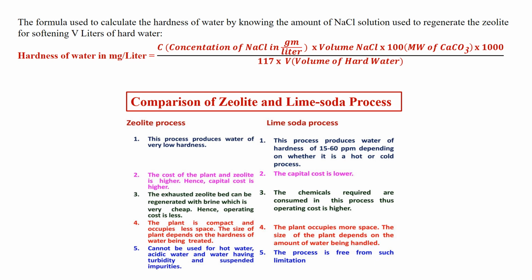Zeolite softener is compact, occupies less space. The size of the softener depends on the hardness of water being treated. While in case of lime soda, the softener occupies more space. The size of the softener depends on the amount of water being softened.